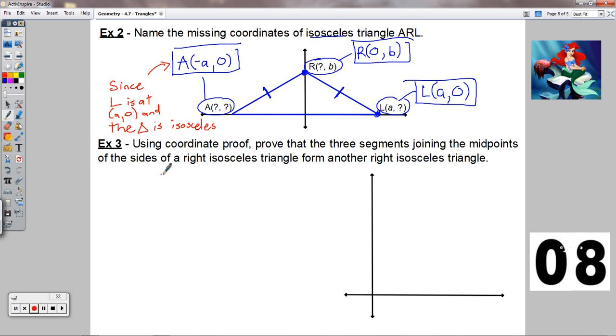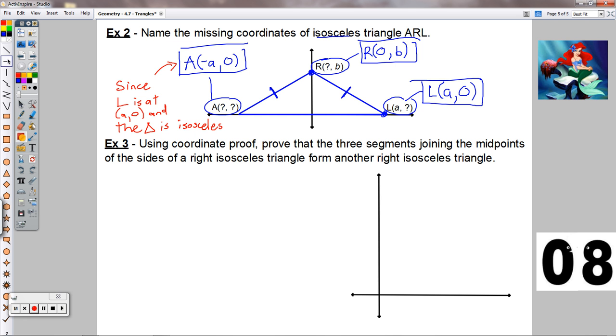And then our final example here, example 3, using coordinate proof, prove that the three segments joining the midpoints of the sides of a right isosceles triangle form another right isosceles triangle. Interesting. So let's make an isosceles triangle on this coordinate plane to start. Notice I'm trying to use quadrant 1 if I can. That's what I've done here.